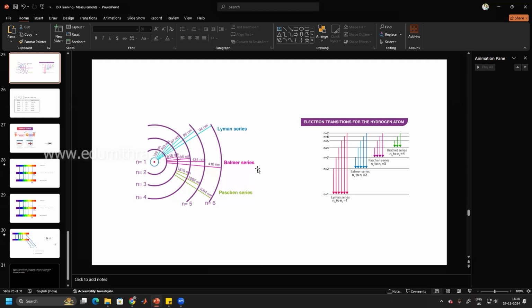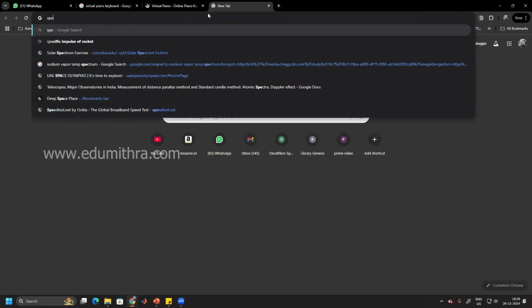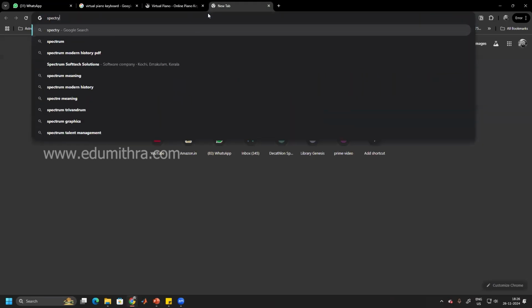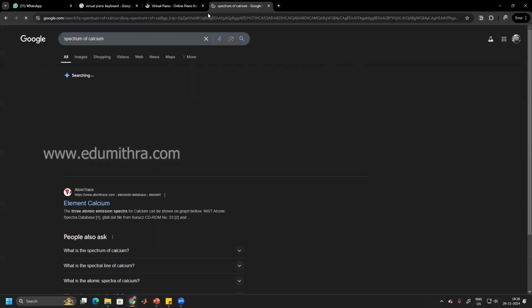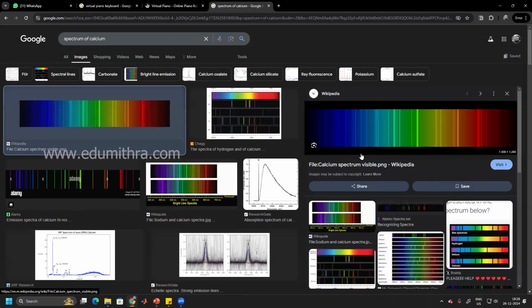Okay, what is the fingerprint of calcium? You can search Google for the spectrum of calcium, and it will give you the answer. Just simply go and type spectrum of calcium. So this is the calcium spectrum. Almost all the elements you can find on Wikipedia. So this is the spectrum of calcium.